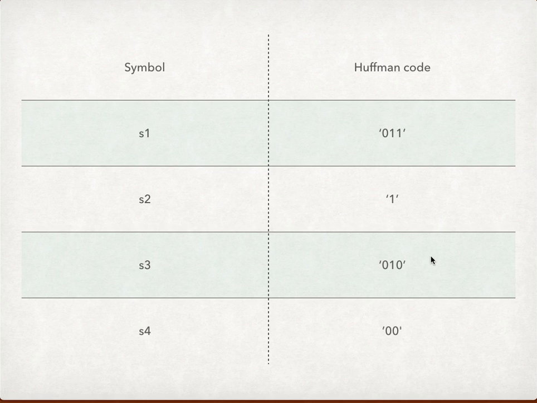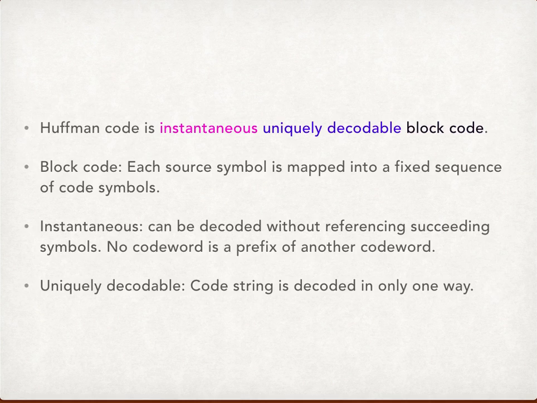There is no need to put delimiters between the code of one symbol and the code of another symbol. That means there is no need to use delimiters when you're coding the symbols. You can just write the code word for that symbol, and it can be decoded in only one way because no code word is a prefix of another code word. These are all the properties of the Huffman code.